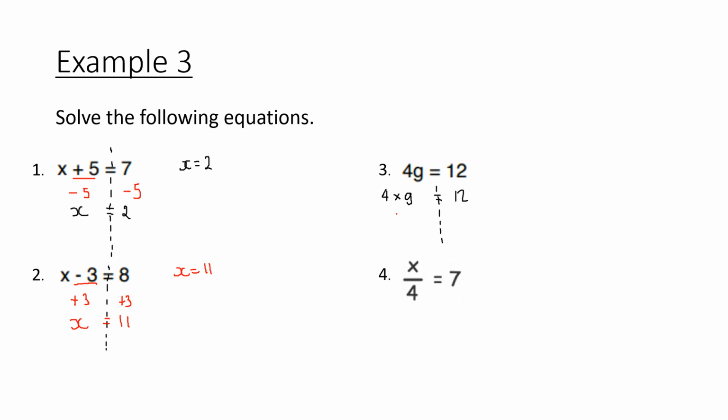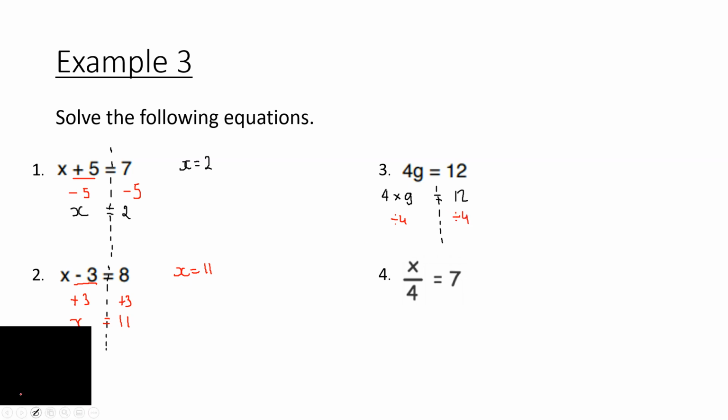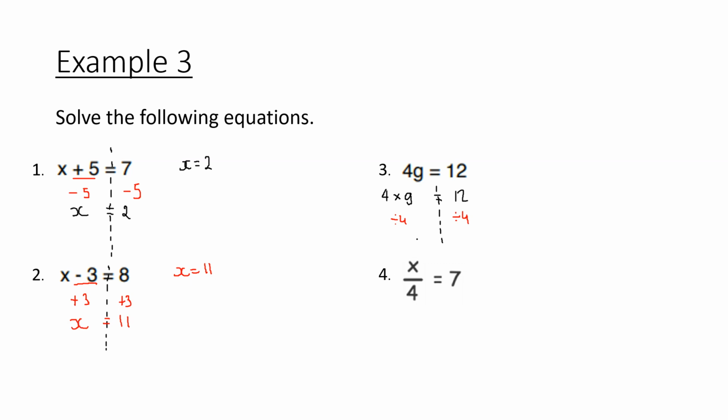So the opposite of multiply is divide, so we have to divide both sides by 4, which then, when we divide both sides by 4, we get g on its own on this side, because we now have eliminated that 4 there, and then 12 divided by 4 gives you an answer of 3. Therefore, g is equal to 3.